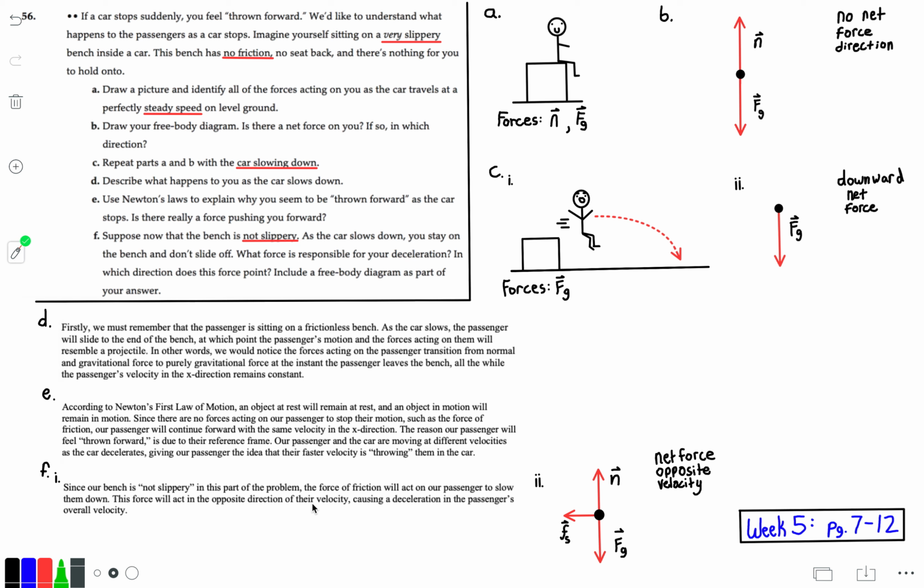For part F, if we assume that our bench is exhibiting friction, the frictional force is what's going to keep our passenger in the chair. And this force will act in the opposite direction of their velocity vector, or the direction of the car's motion. I also got to mention the net force is going to be opposite the velocity.